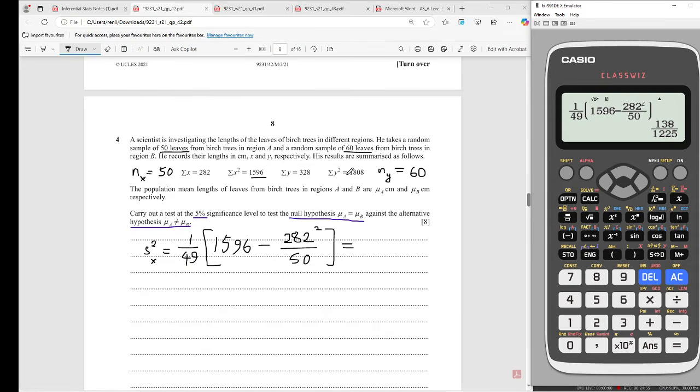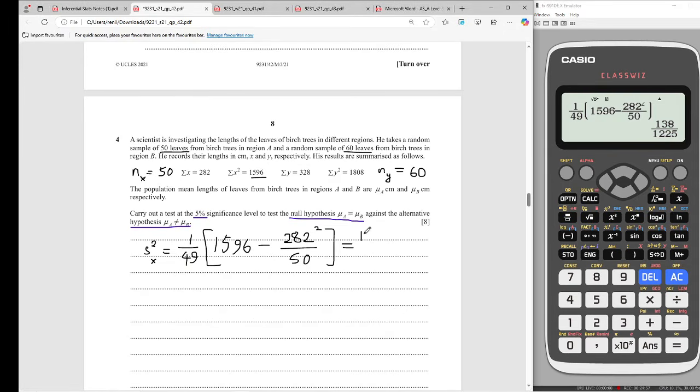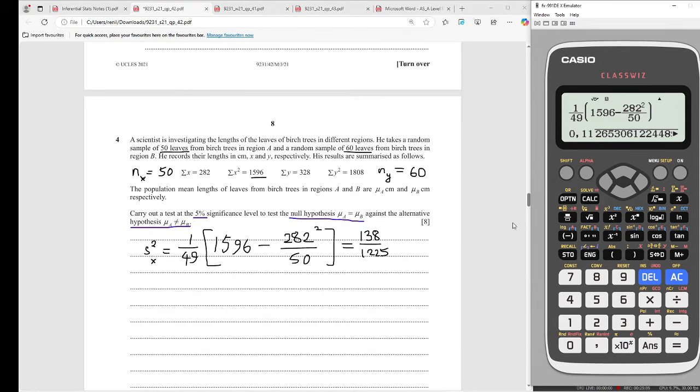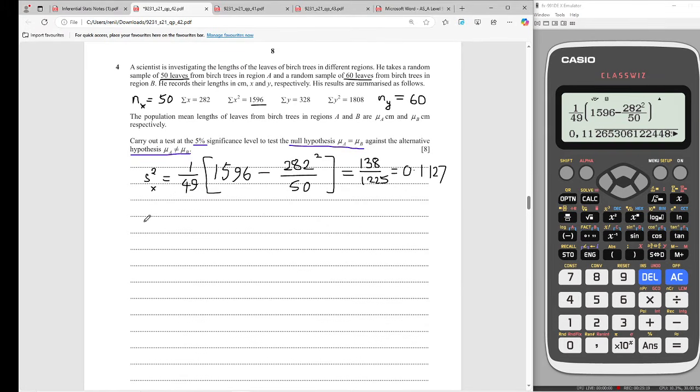And this is our value for S2 of x. I'm going to take the fractional value, 138 by 1225. It's very important that you have this value, and if you want you can write the decimal value, but do note that this fractional value is what you really want. Next we have S2 of y.